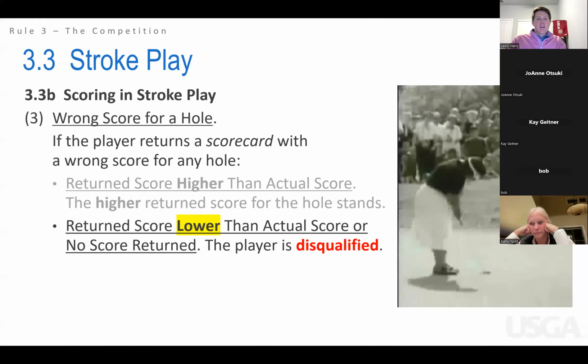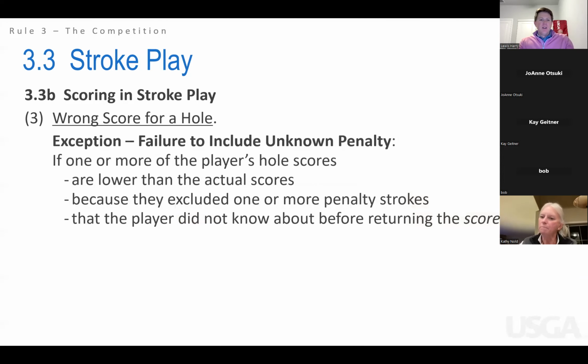Again, very different outcome there based on signing for a lower score than you actually made. We're going to have that disqualification penalty. We do have one exception. If we have a failure to include a penalty we didn't know we incurred throughout the round, maybe we wrote a 4 on our card because that's what we think we made on that hole, but we incurred an unknown penalty that brought our score up to 5, we're not going to get the disqualification penalty.